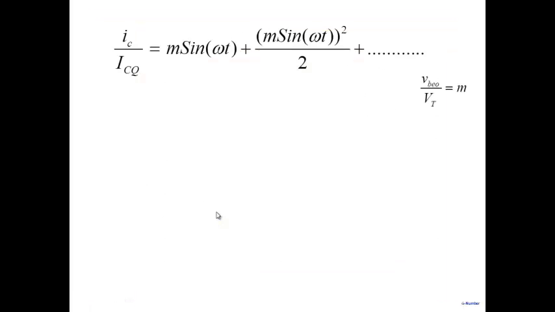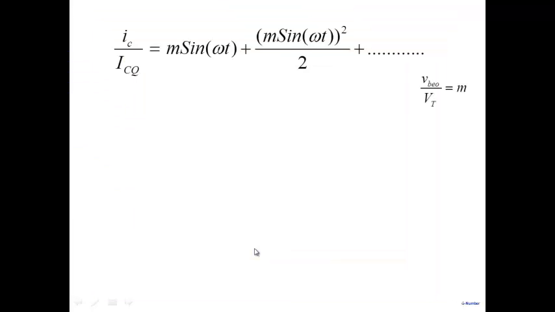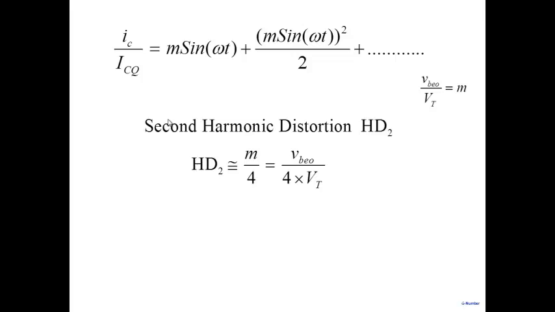Okay, so let me calculate for you the distortion then. IC by ICQ. Now go back into this expression here. We had IC by ICQ equals exponent of M sin omega t, minus 1. So I'm just expanding it: M sin omega t plus (M sin omega t) square by 2 plus and so on and so forth. I'll not bother about higher order terms. Let's just look at the second harmonic distortion. Sine square omega t is nothing but cos 2 omega t here, and its amplitude would be M square by 4. So the second harmonic's amplitude would be M square by 4.